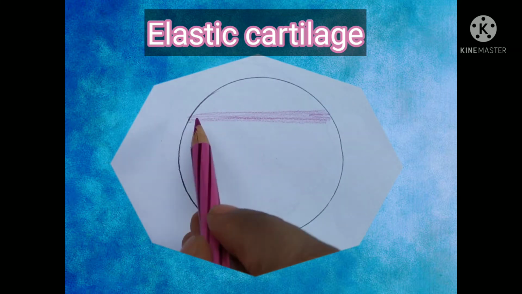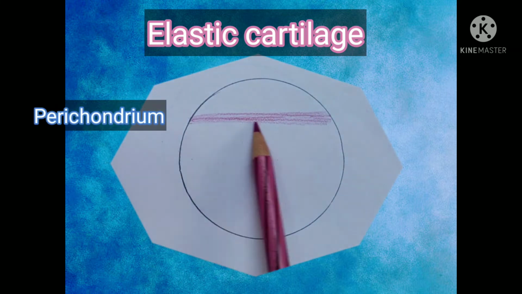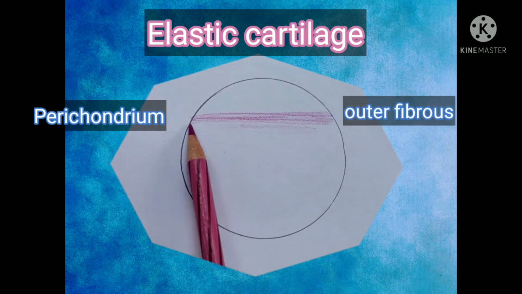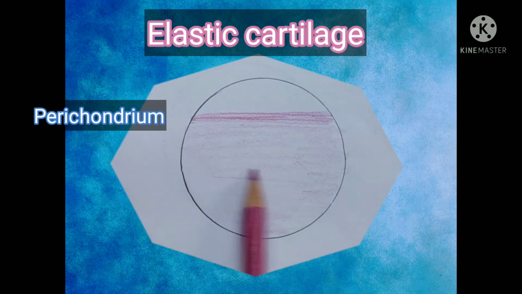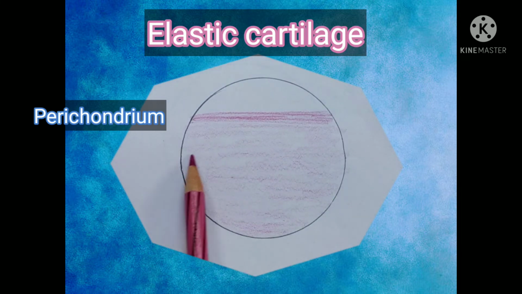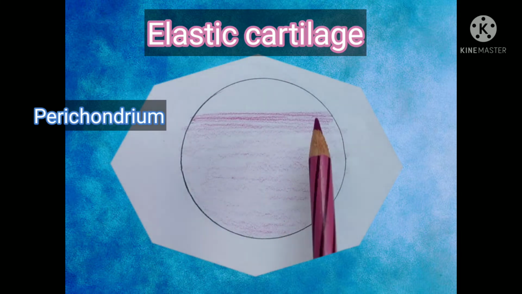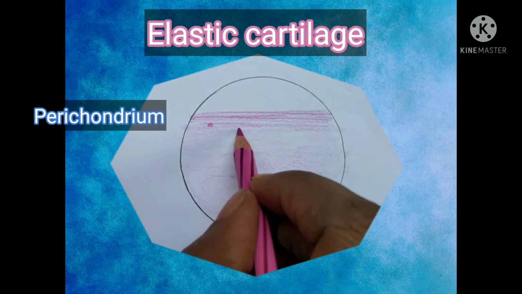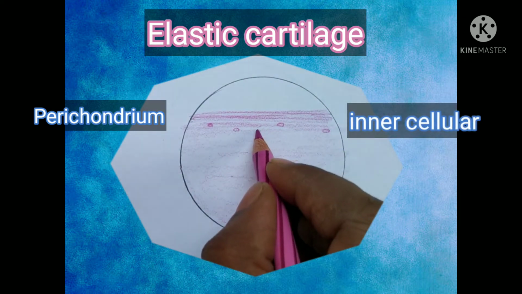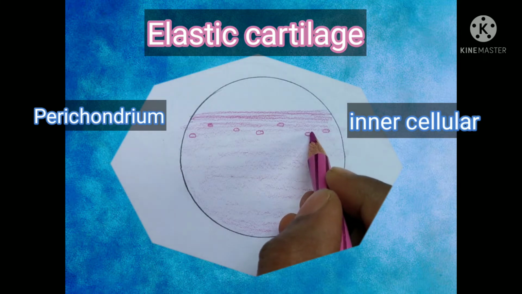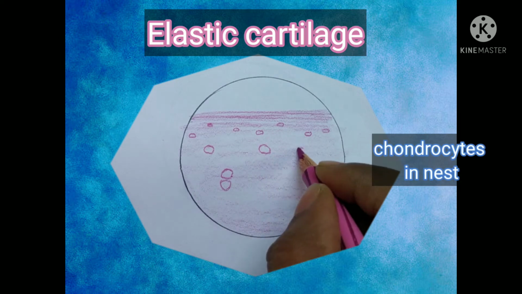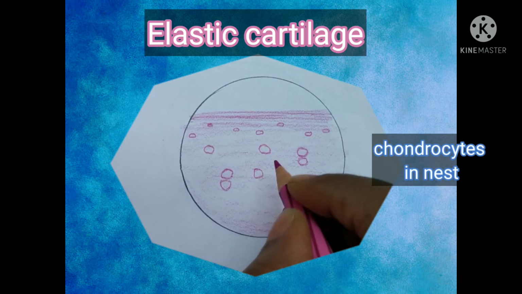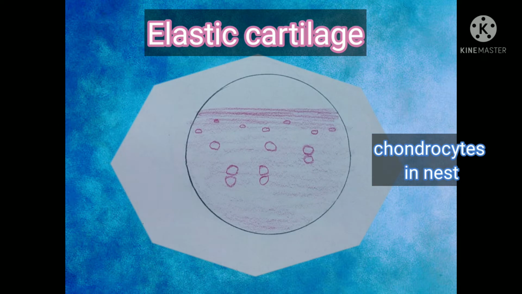Coming to the elastic cartilage. The elastic cartilage is present wherever you need flexibility. It is present in the ear pinna, auditory tube, and also in some of the cartilages of the larynx, epiglottis and all. Similarly, this also has a perichondrium which has an outer fibrous and inner cellular layer. Here the chondrocytes are present in the matrix, either single or in a group of 2. Sometimes 3 cells also can be present.